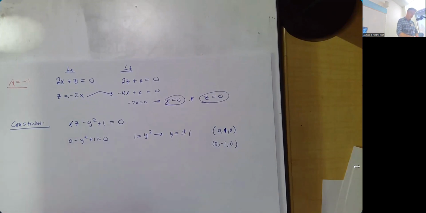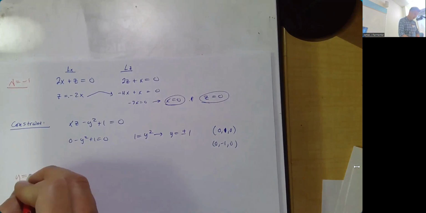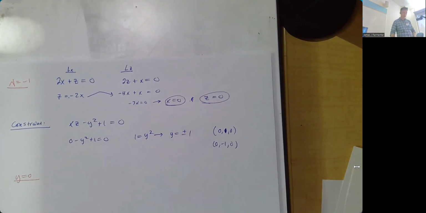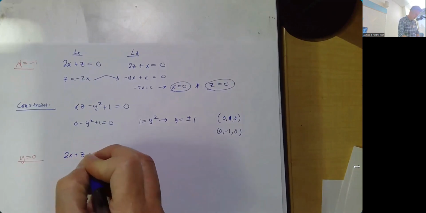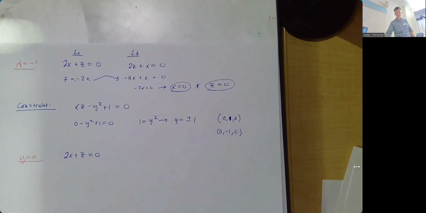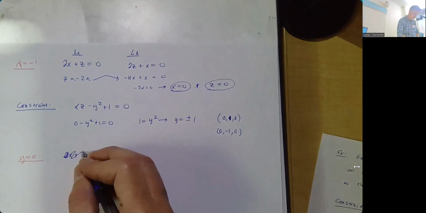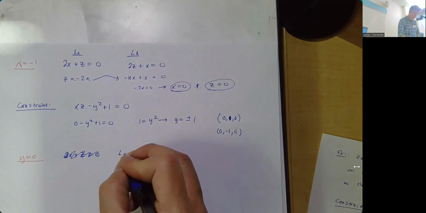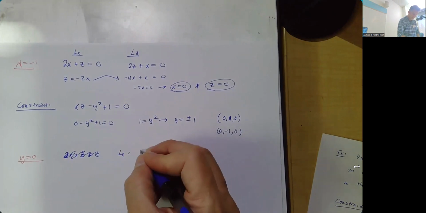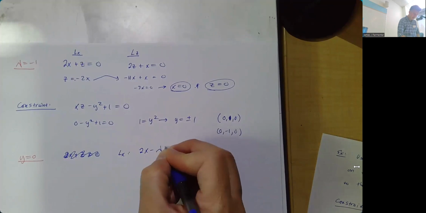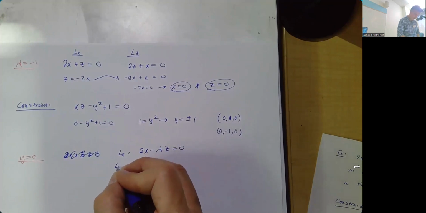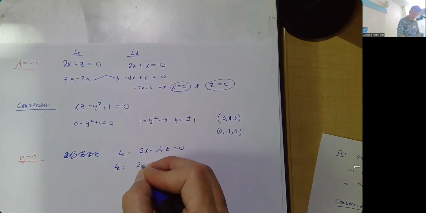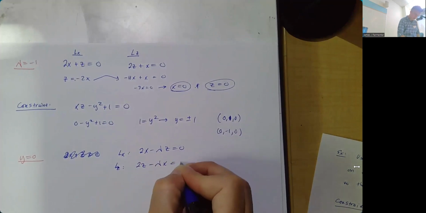Okay, we've dealt with lambda equal to -1. Now let's go back and deal with y equal to 0. So if y equals 0, we're still left with 2x plus z equal to 0. Oh, nope, sorry. Now lambda is not -1. So I'm left with my two other equations. My Lx is giving me 2x minus lambda z is equal to 0. And my Lz, holy smokes, 2z minus lambda x is equal to 0.